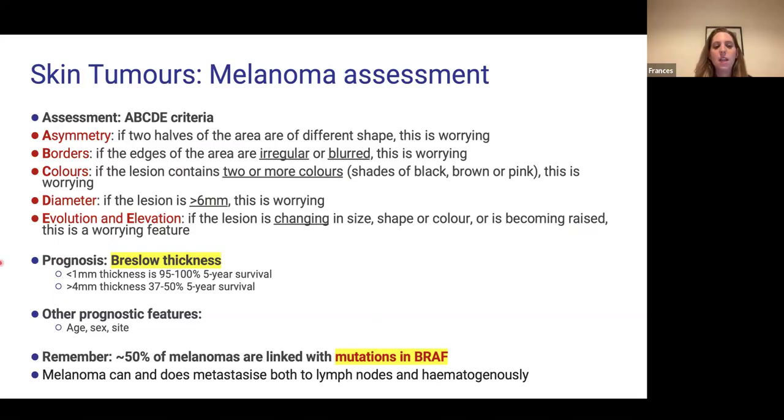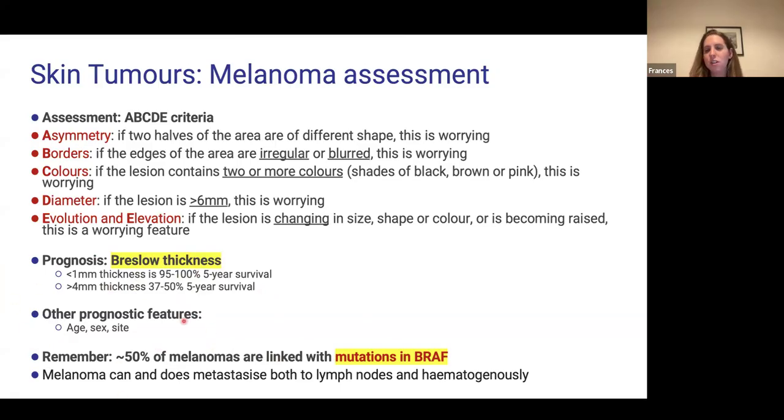And then you want to think about evolution and elevation. So if that lesion is changing in size, in shape, in color, or maybe it's becoming raised where it was flat before, then you're worrying. Ultimately, prognosis for melanoma is based on Breslow thickness, which is really the thickness at which the melanoma is penetrating downwards. If it's less than 1 millimeter thickness, your survival is very good. But if it's more than 4 millimeters, you have a very poor 5-year survival.